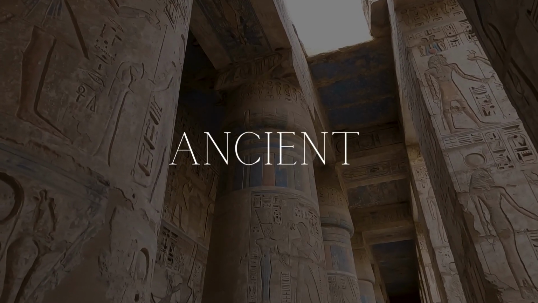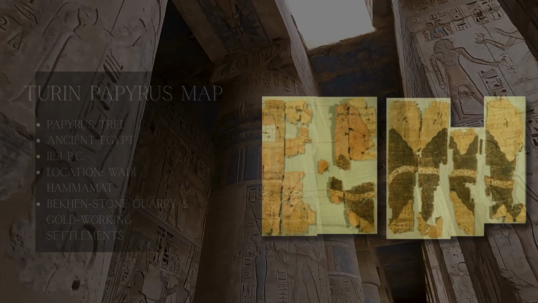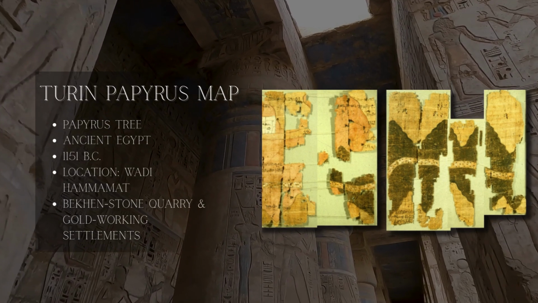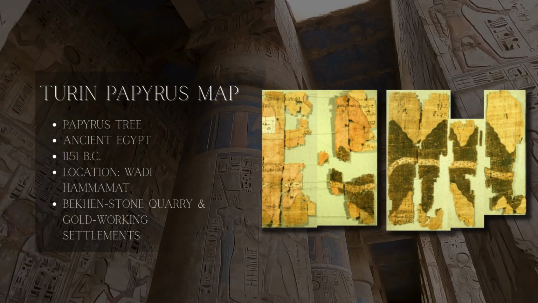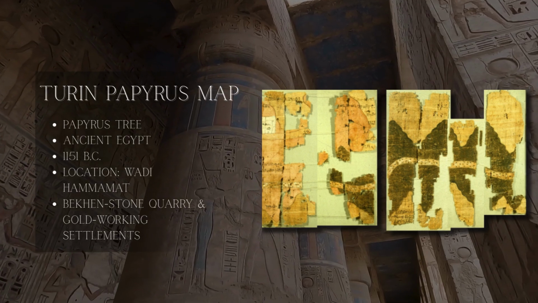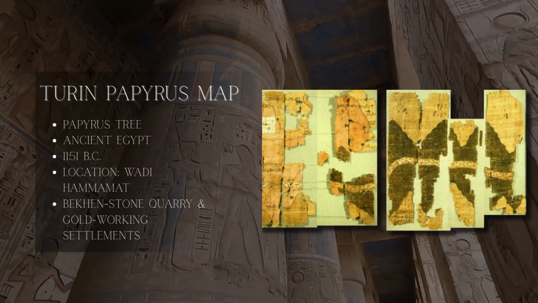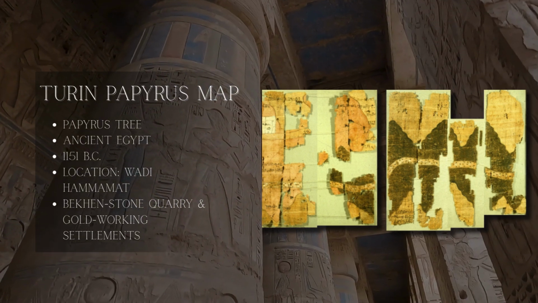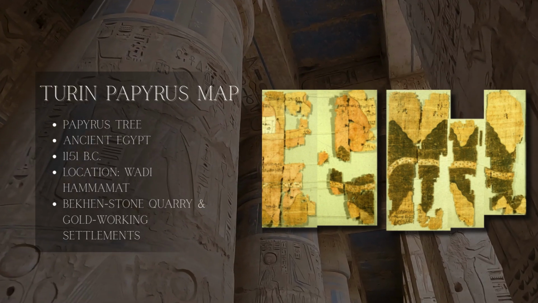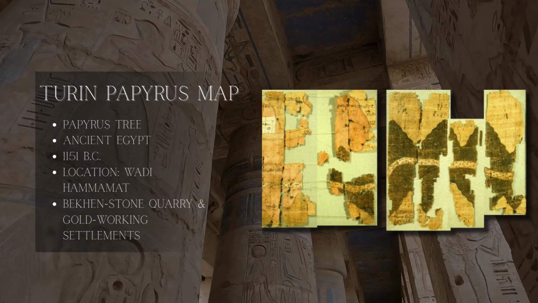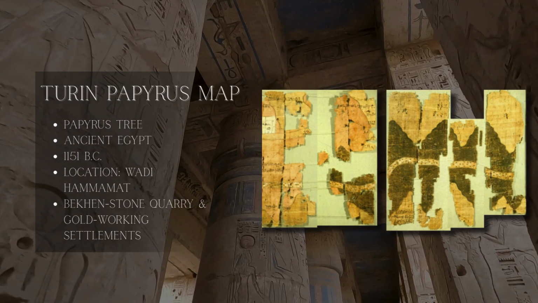Ancient Era. This is the Turin papyrus map from Egypt that was drawn on papyrus from 1151 BC. This map illustrates the topography and geology of Wadi Hammamat in the mountains of the eastern desert of Egypt, where it shows the ancient gold-working settlements at Bir Fawakhir and also at the Bekhen stone quarry.